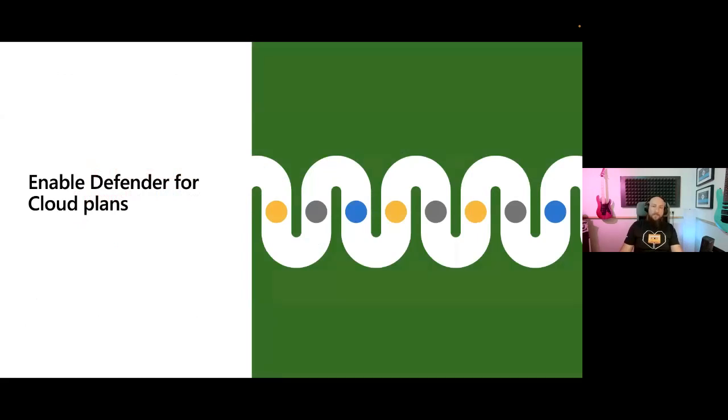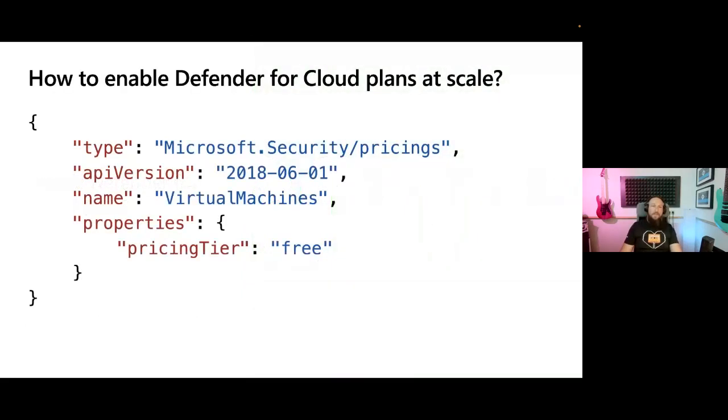Now, obviously, I just showed you how to switch off Defender for Servers. You can also switch it on by just setting this setting to standard. So in case you do not want to switch it off, you want to have it enabled, you go ahead and you use that pricing tier and set the pricing tier to standard.